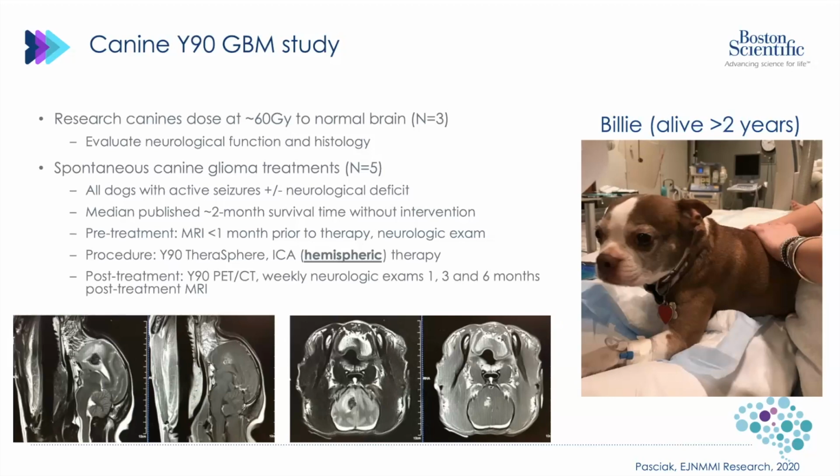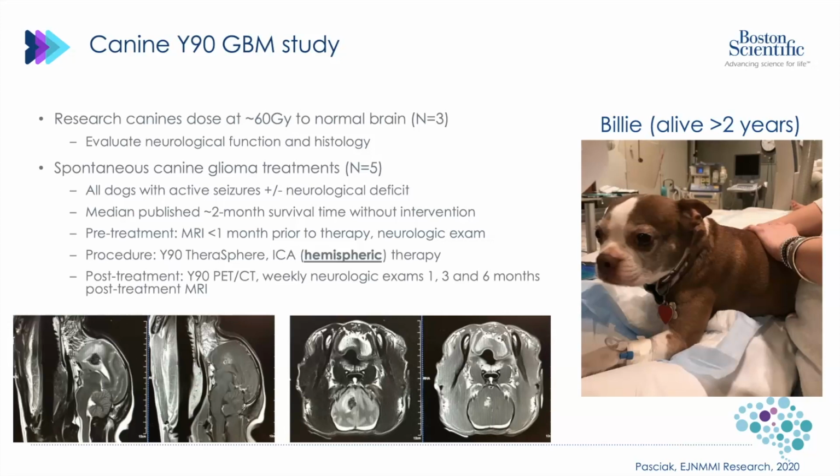So again, they used 3 dogs here, spontaneous glioma patients, and they're patients because they have spontaneous gliomas. And they were given 60 gray to both normal brains and then actually 5 glioma patients here who are dogs. And all these dogs presented with seizure and or a neurological deficit. Just to let you know, these dogs die very quickly with no treatment. So the median survival is only 2 months for a spontaneous glioma in a canine. And these patients, these dogs, were then given yttrium-90. 5 dogs were given yttrium-90, and there were 3 controls.